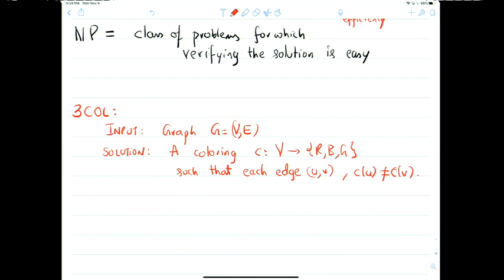The classic problem is if you have a map and you want to color the countries in the map, you don't want neighboring countries to get the same color. And a very classic theorem is that every map on the plane can be colored with just 4 colors. Here we're given a graph and we want to do the same thing. For every node we assign one of 3 colors, and we want neighboring nodes to get different colors. So we know what the input is and what the solution is.